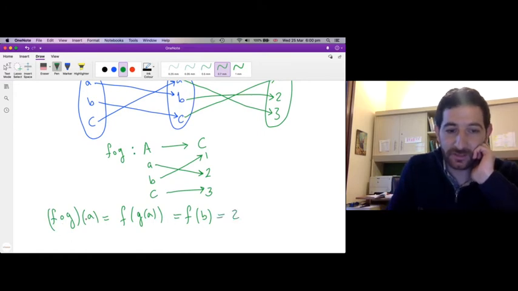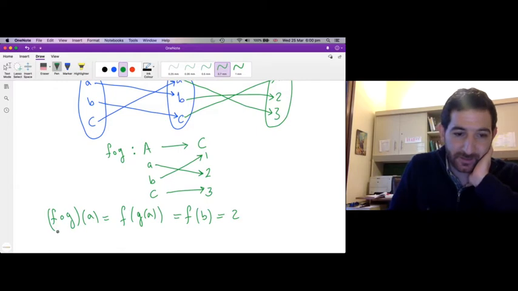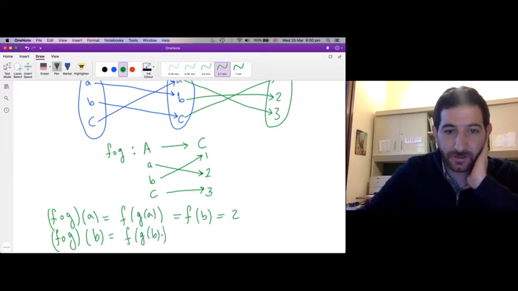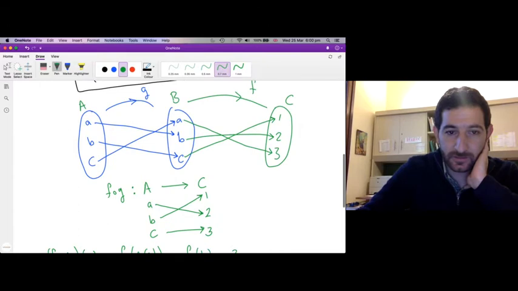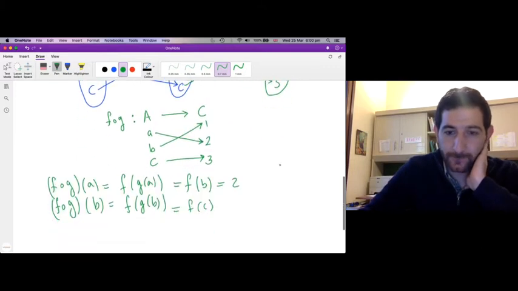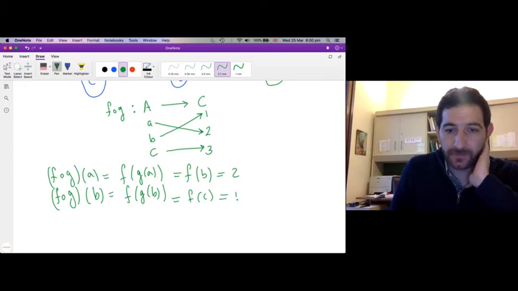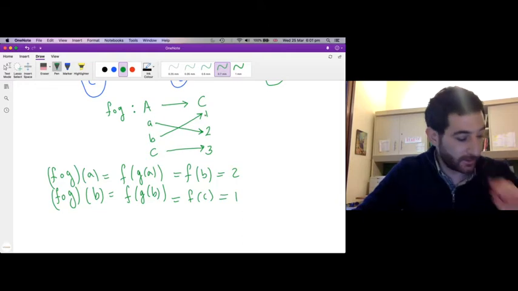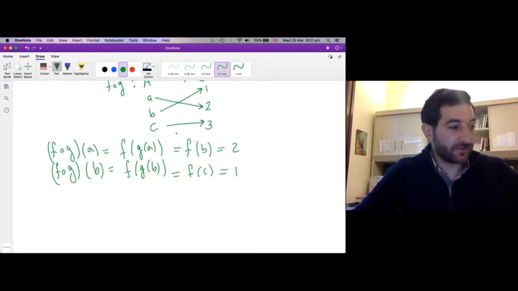See, this means f of g of a is 2, which is the image of a under the composition. Similarly, if you want to do f of g of b, what is g of b? It is c, so this is f of c, and what is f of c? It is 1. Okay, f of c is 1, and so the image of b under this function is 1. So this is the composition of two functions.